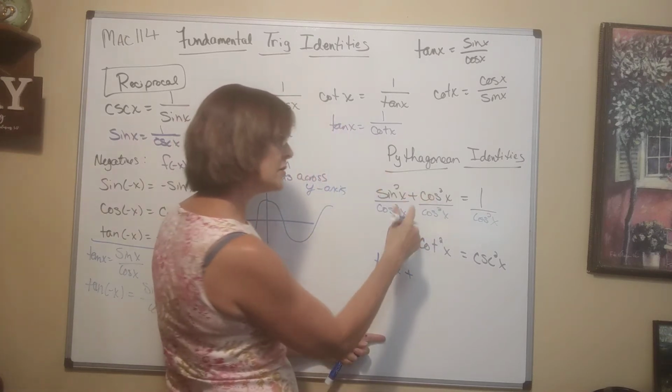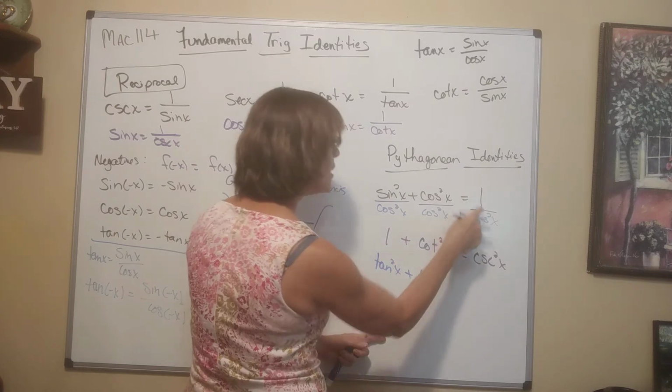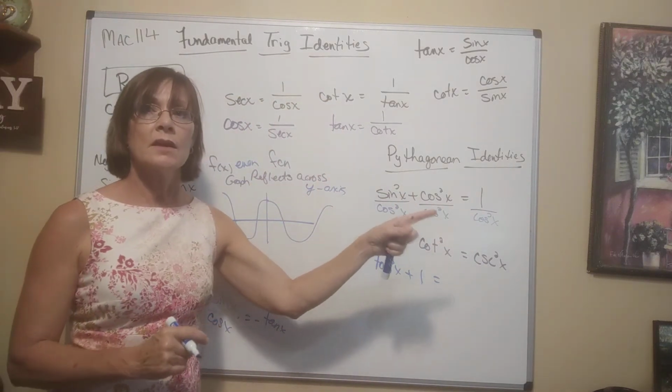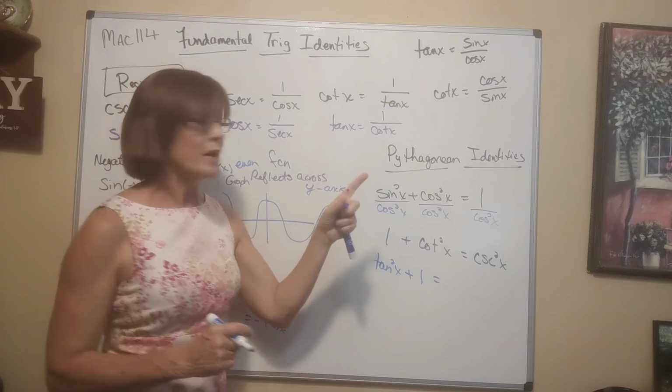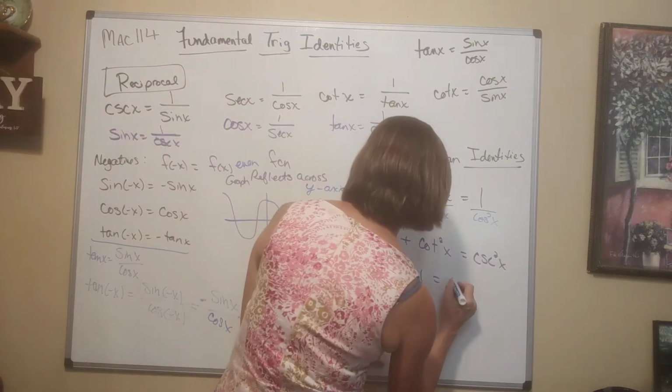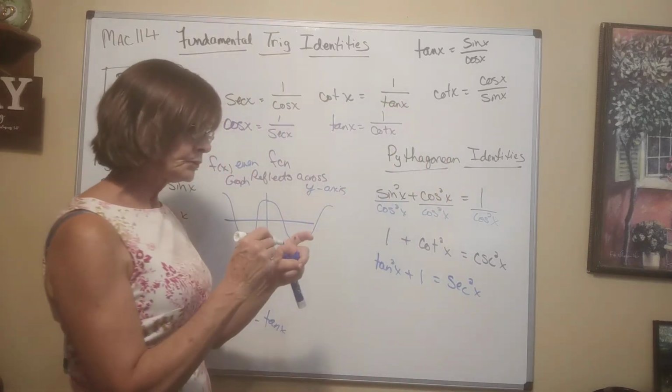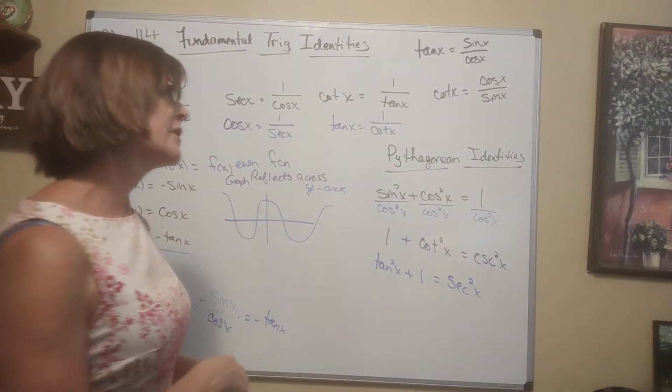Cosine squared divided by cosine squared is 1. And 1 over cosine is secant. So 1 over cosine squared is secant squared. So 1 plus tangent squared is secant squared. So these are all three Pythagorean identities.